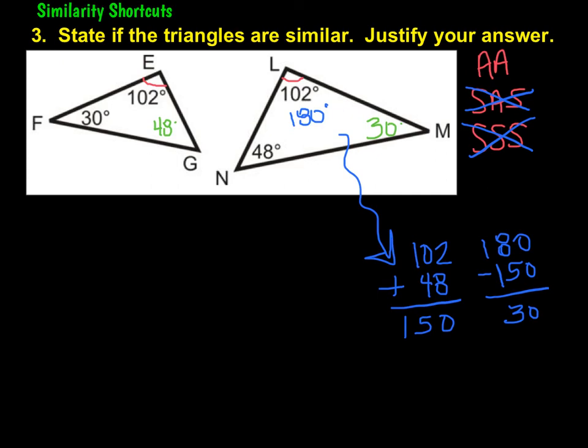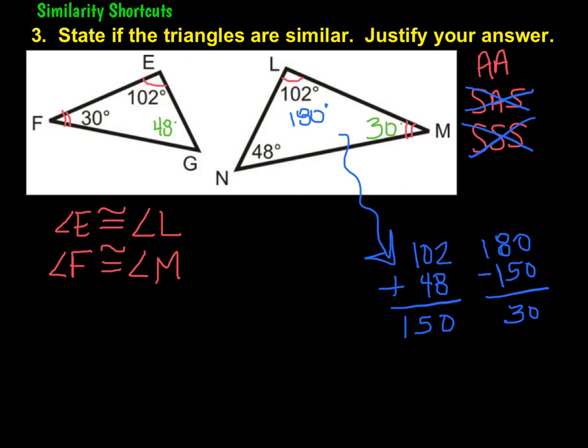So let's take the 30. We know that the 30, angle F, is congruent to angle M. So we know angle E is congruent to angle L, and we know that angle F is congruent to angle M. So are the two triangles similar? Yes, they are, because we showed that we had two sets of congruent angles.